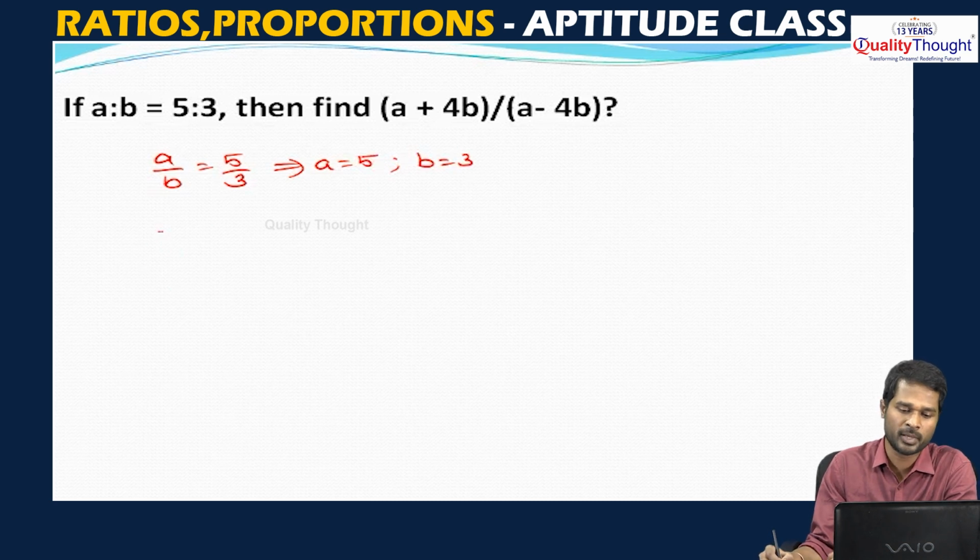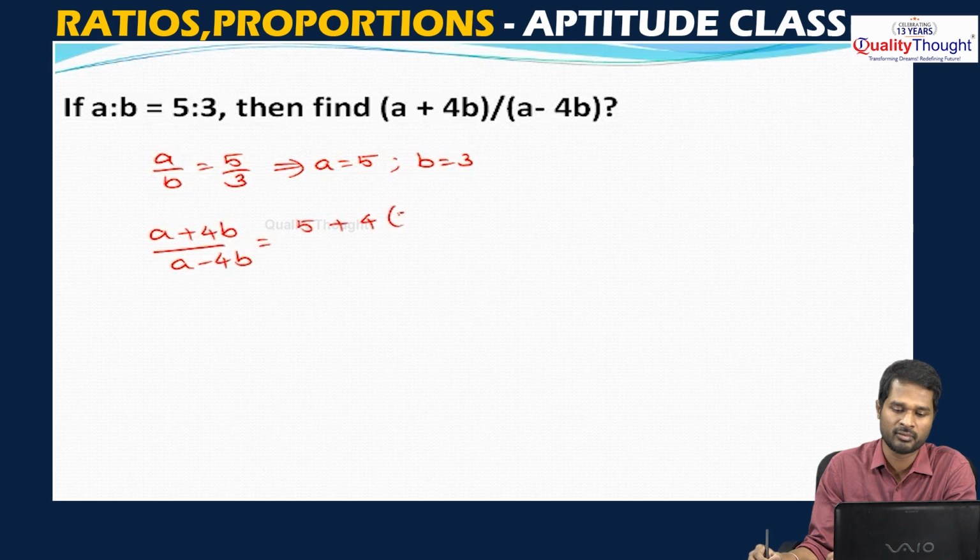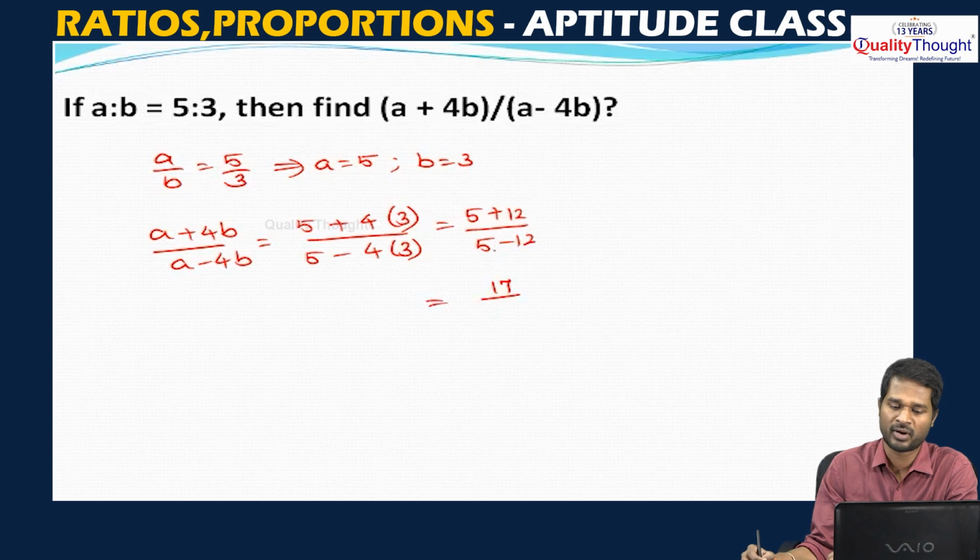So A plus 4B by A minus 4B. These are all the basic questions. So A value is 5, plus 4 into B value is 3, by A value is 5, minus 4 into 3. So this is 5 plus 4 into 3 is 12, by 5 minus 12. So this is 17 by 5 minus 12, which is 12 minus 5 is 7, so minus 7. So the answer is minus 17 by 7.